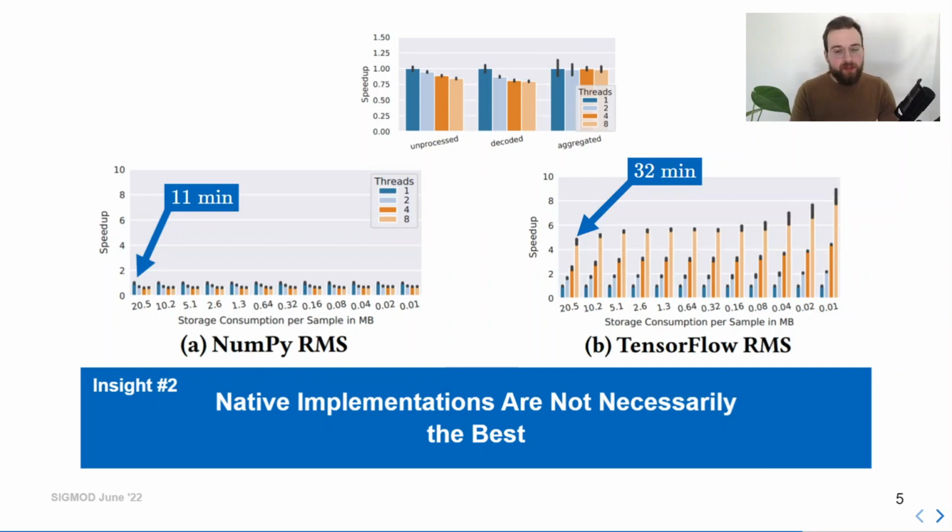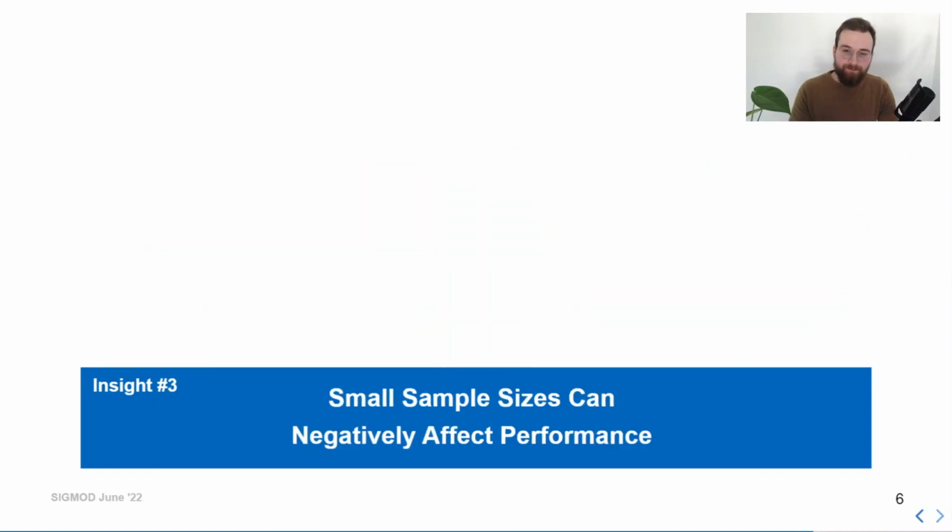But what about the performance of the last strategy, aggregated? We only read data from disk without processing, so why don't we get at least a little bit of a speed up when reading with multiple threads? And this leads us to our last insight. Insight number 3. Small sample sizes can negatively affect performance.